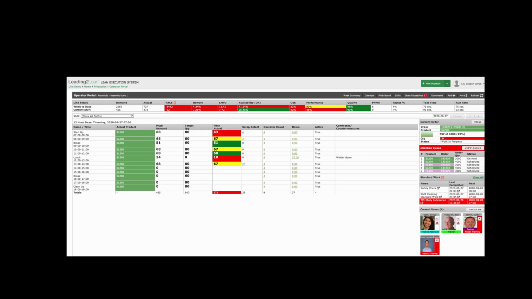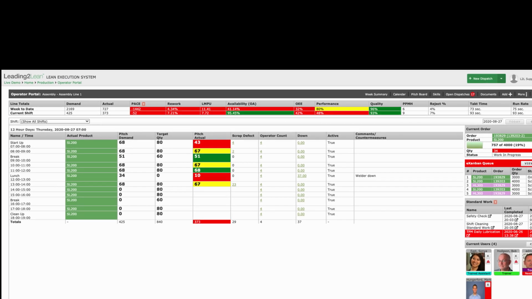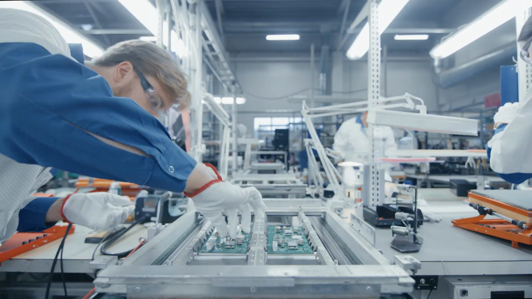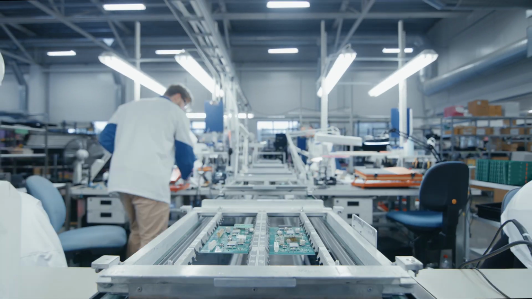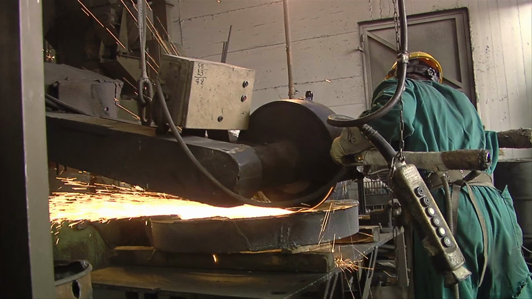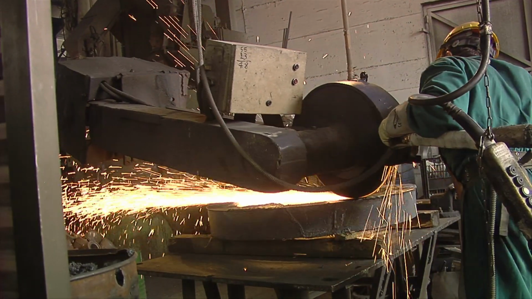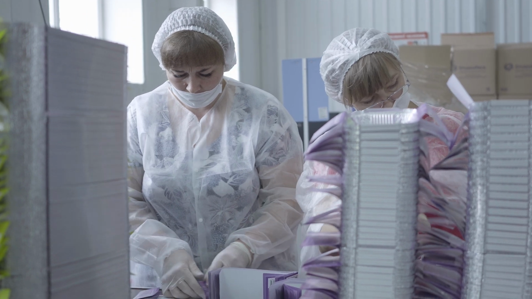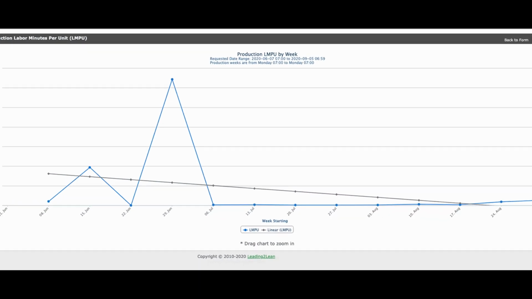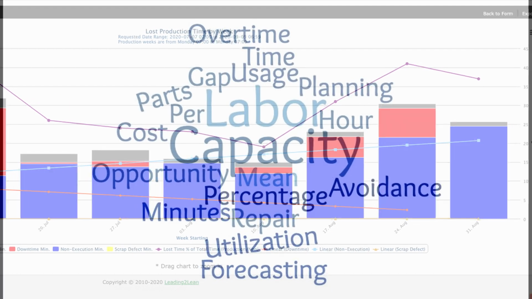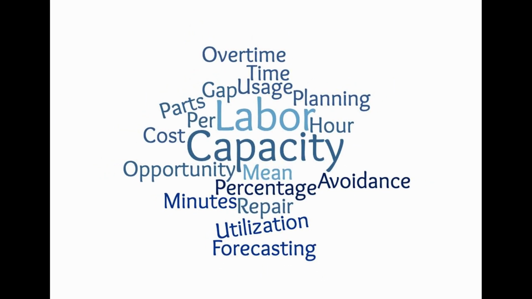Fourth on our list of foundational data is labor hours. L2L captures actual labor time in real time by line and by product as operators check into the production line. Capturing labor time begins to open insights far beyond simple production metrics and unfolds a world of calculations such as labor minutes per unit, parts per man hour, and non-productive minutes, along with countless other cost and labor metrics.